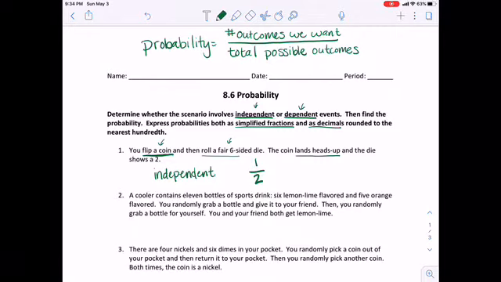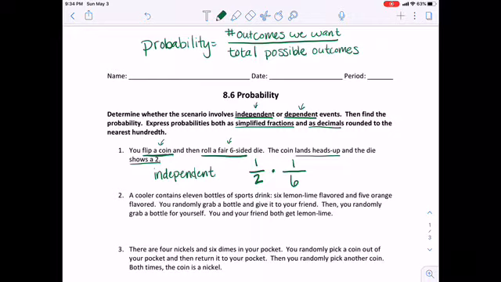For my second possibility here, now I'm rolling a 6-sided die. Well, if I'm rolling a 6-sided die, that means that there are 6 possible outcomes: 1, 2, 3, 4, 5, or 6. And I want my die to show a 2. Since there's only one 2 on a die, I have a 1 in 6 chance of rolling a 2.